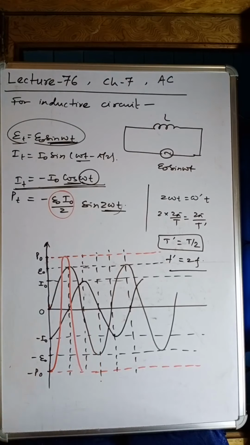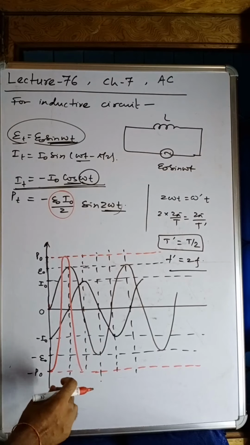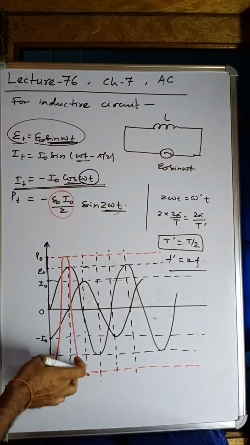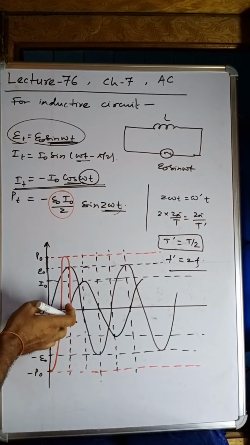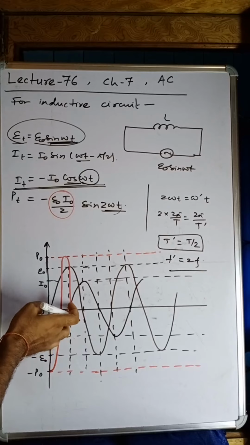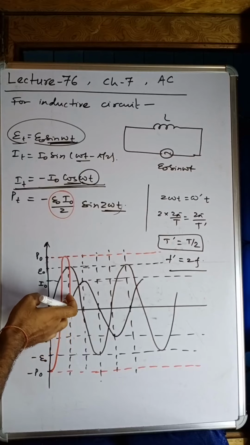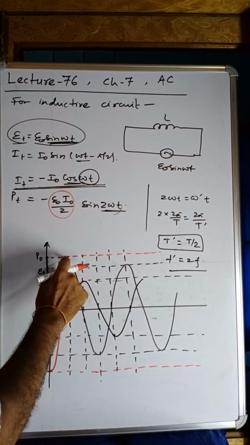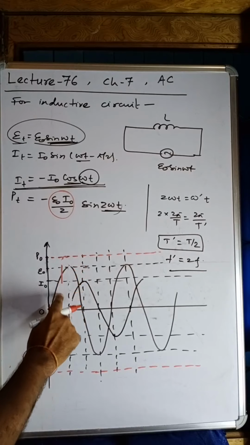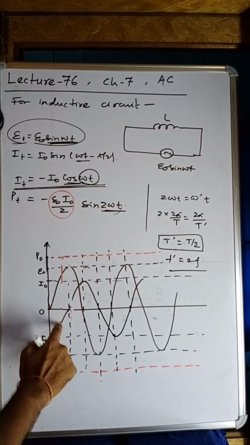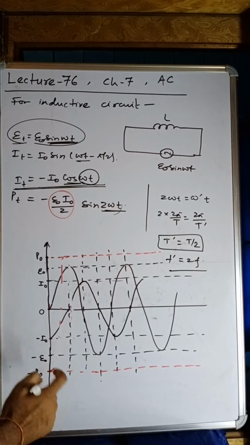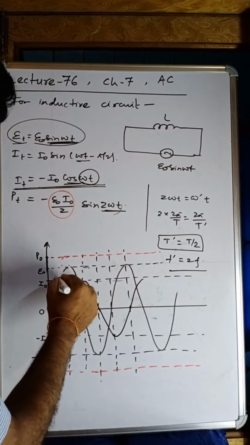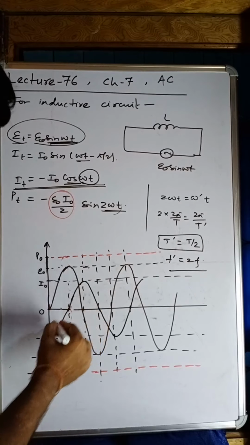Okay, then I think it is not completed. Let me draw a little more clear. This is only the half cycle it was. That's why I told you, you can make it more clear by drawing these values. Okay.